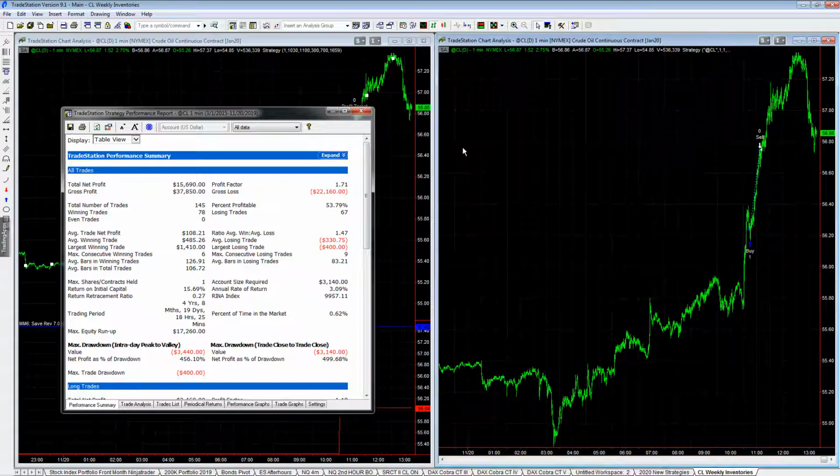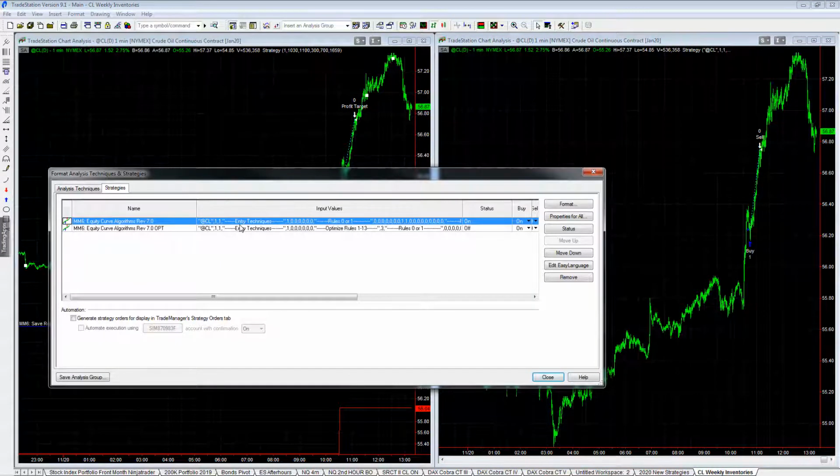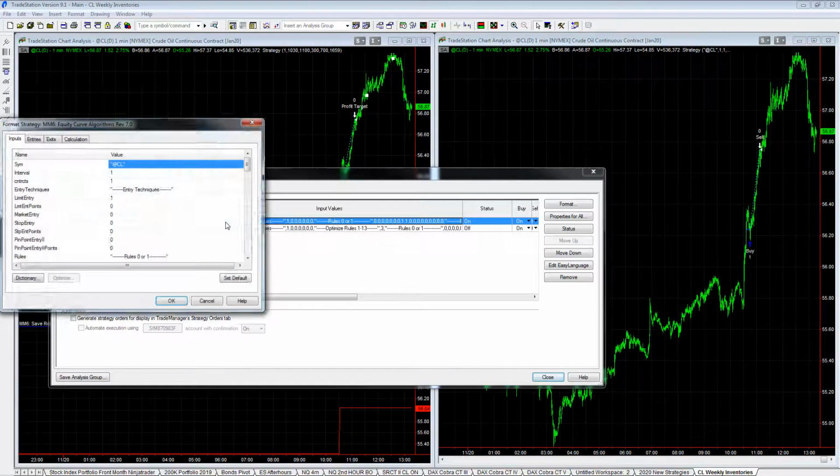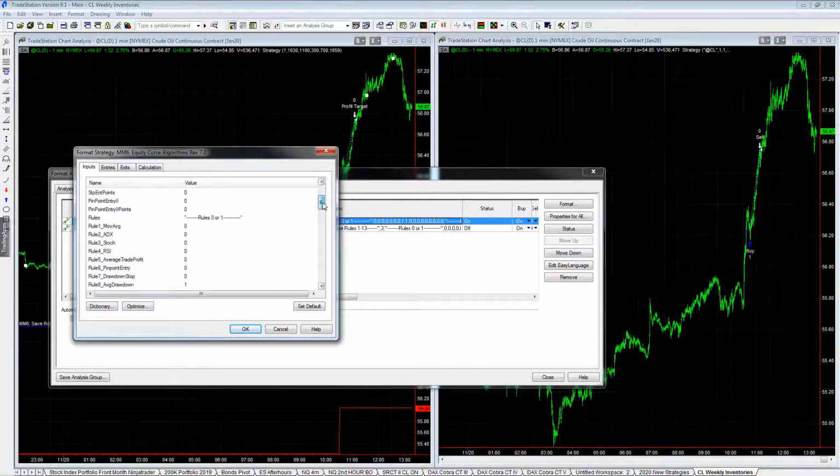And I'm going to show you the settings for this. If you go to Format, Strategies, and double click on it. At CL 1 minute, and we're using MM6 because the MM6 save is what we're using. The limit entry with 0 limit entry points, and we're just using rules 8 and 9. It's part of our degradation algorithm setup.